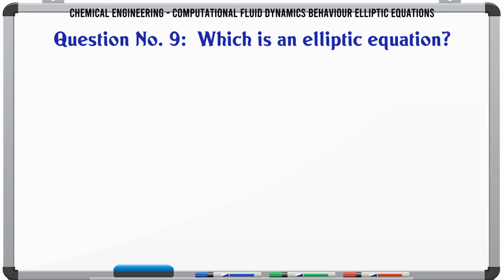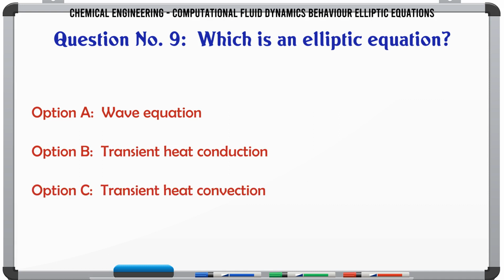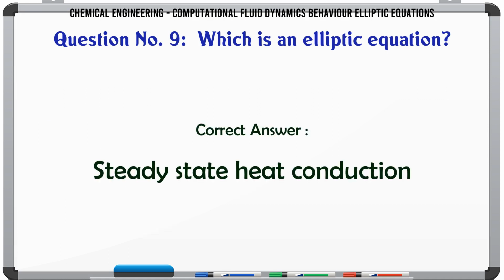Which is an elliptic equation? A. Wave equation. B. Transient heat conduction. C. Transient heat convection. D. Steady state heat conduction. The correct answer is steady state heat conduction.